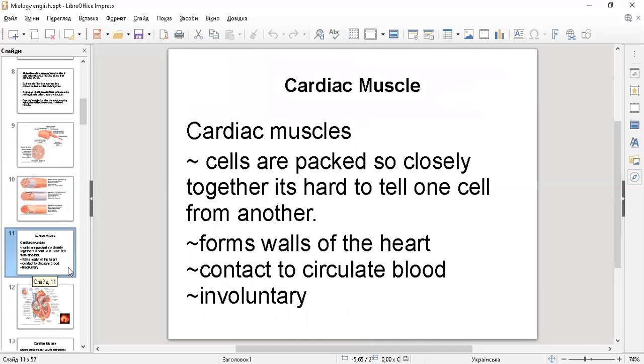Cardiac muscle. Cells are packed so closely together it's hard to tell one cell from another. It forms the walls of the heart, contracts to circulate blood, and is involuntary.